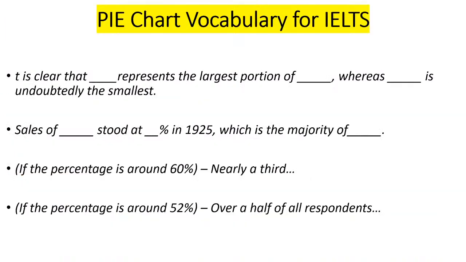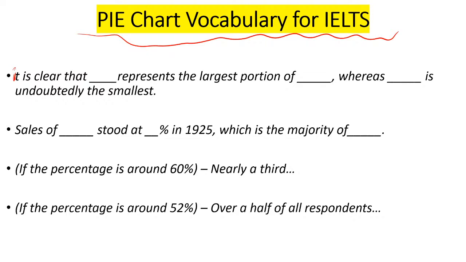Now let's look at the pie chart vocabulary for IELTS. So what is the pie chart vocabulary? It is clear that XYZ represents the largest portion of XYZ, whereas the second is undoubtedly the smallest. You can make a comparison something like this.